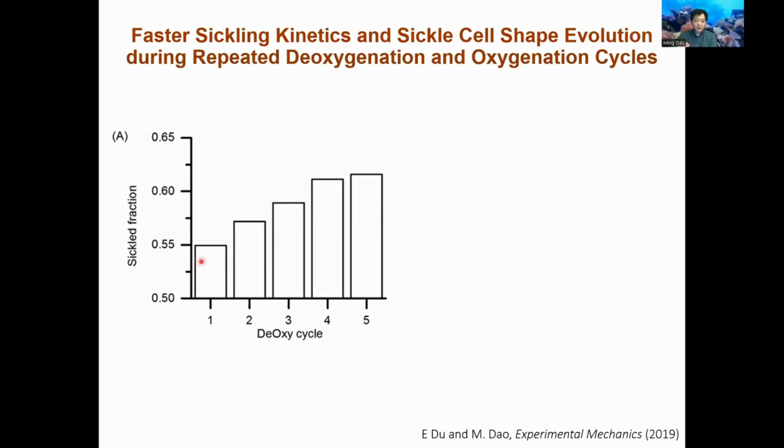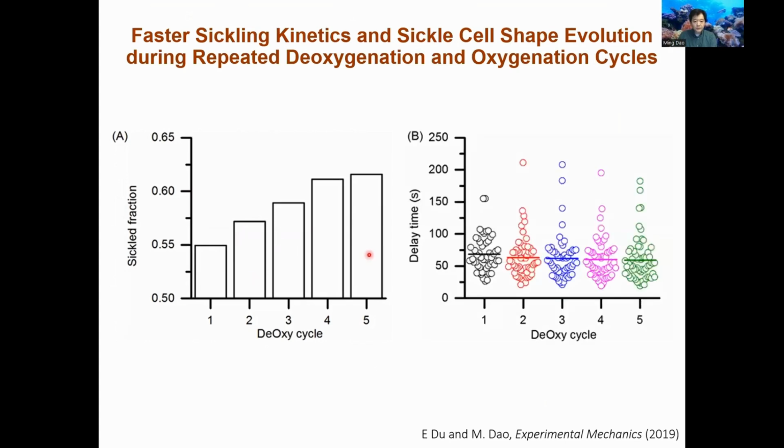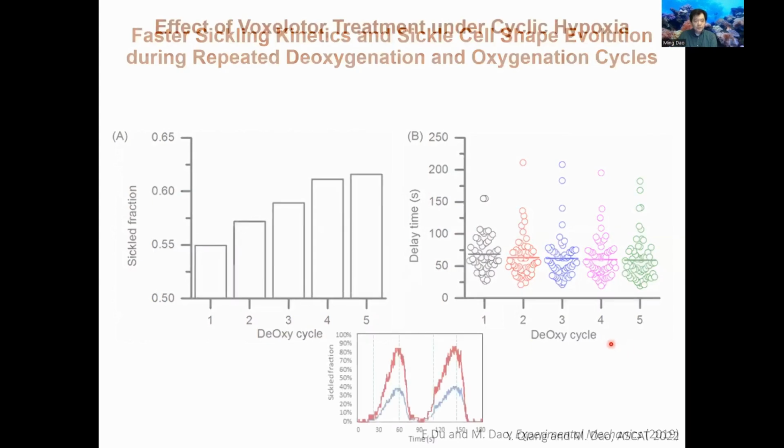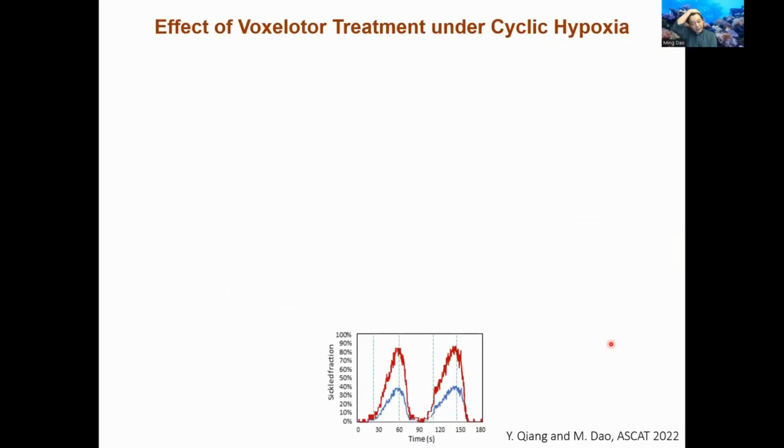So there's a degradation over time. The same thing as mechanical fatigue. This hypoxia fatigue also accumulates damage for the sickle cells. And the delay time also goes down. That means it sickles faster, a little bit faster each time. So we actually studied the effect of Voxelotor treatment under cyclic hypoxia.